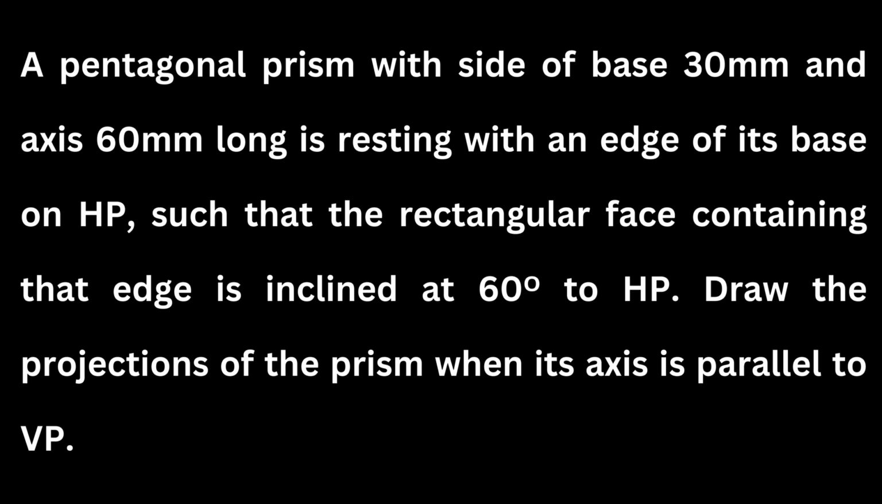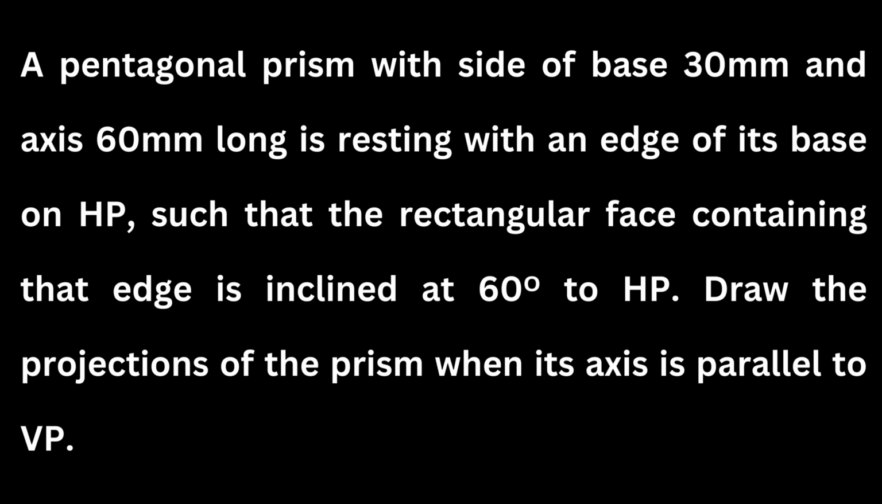A pentagonal prism with side of base 30 mm and axis 60 mm long is resting with an edge of its base on HP such that the rectangular face containing the edge is inclined at 60 degrees to HP. Draw the projections of the prism when its axis is parallel to VP. So the axis is inclined at 60 degrees to HP. Let us draw the figure.